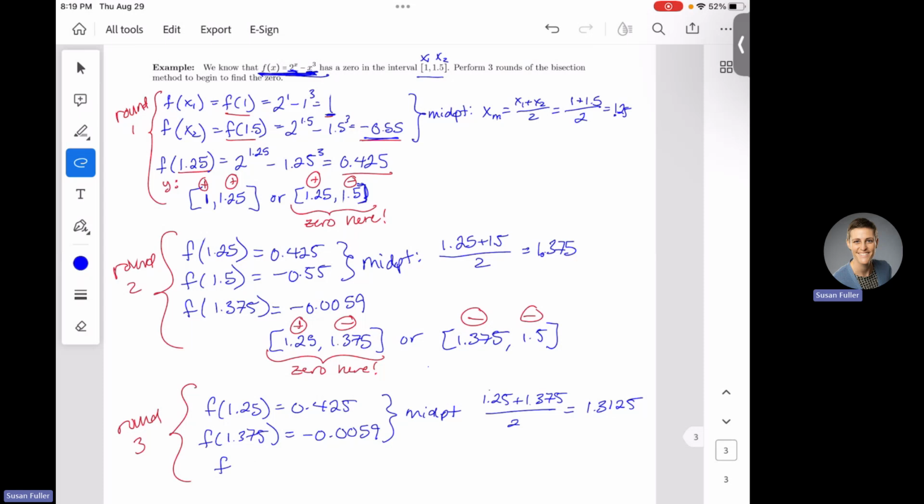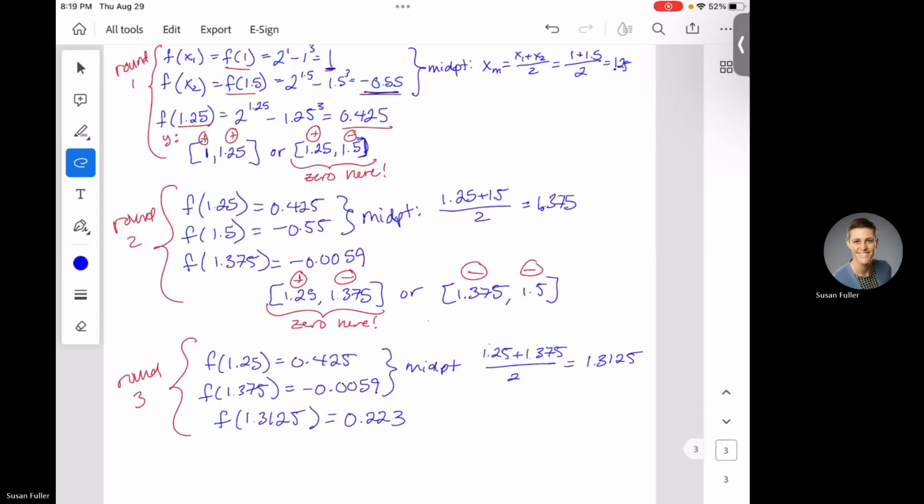And now I'm going to put that into my function. And when I do that, I'm going to get 0.223. And I'm not writing out exactly how I did it. I plugged it into this function. So I did the 2 to the 1.3125 minus 1.3125 to the third, and that's what I got.